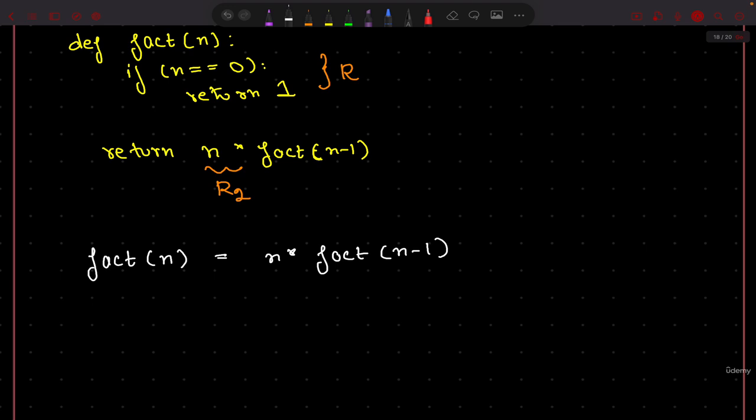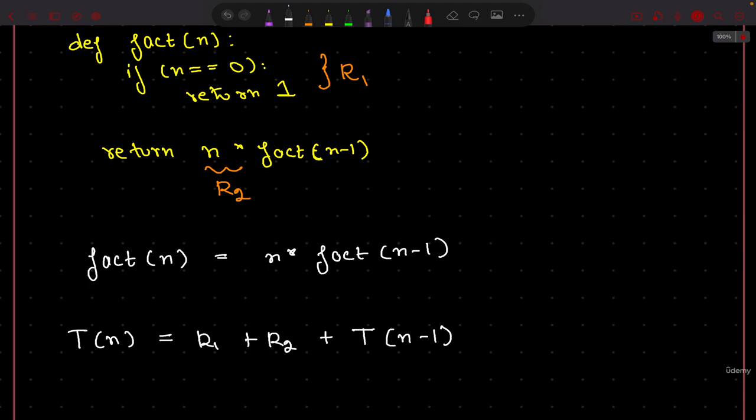If I say that the time taken by my factorial for an input n is equal to T(n), then what I'm exactly doing is first doing some k1 work. Let us call this k1. Then I am doing some k2 work, which is the multiplication. Plus, apart from that, I am doing one more work which is dependent on my smaller problem, right?